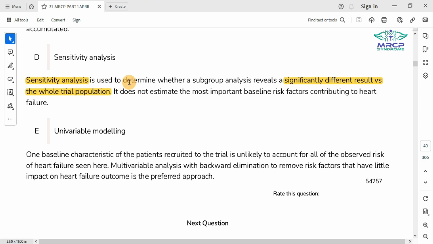Sensitivity analysis is used to determine whether a subgroup analysis reveals a significantly different result versus the whole trial population. It does not estimate the most important baseline risk factor contributing to the heart failure.